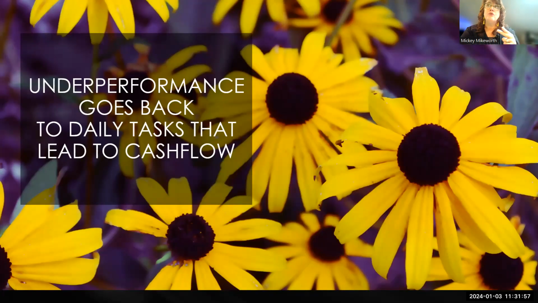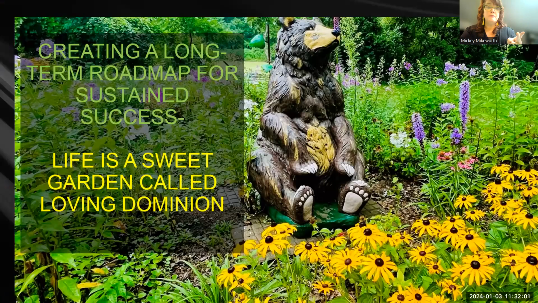So for those of you who haven't been in the 12-week year, this is your jam. This is where you should be. And this is an actual garden. So when you think about the long-term roadmap, you're really thinking about the garden of your life. This is your sweet and loving place, loving dominion. You rule over all of the parts of your garden.